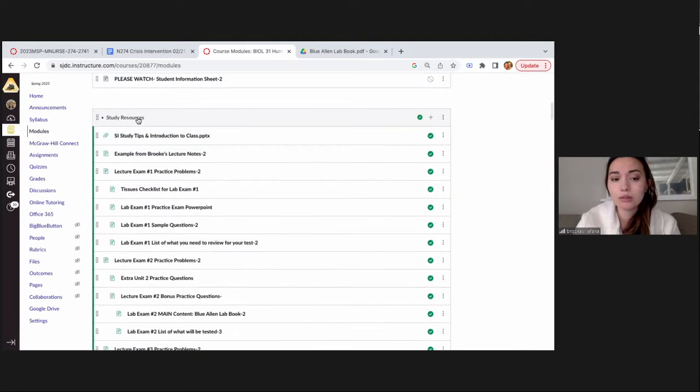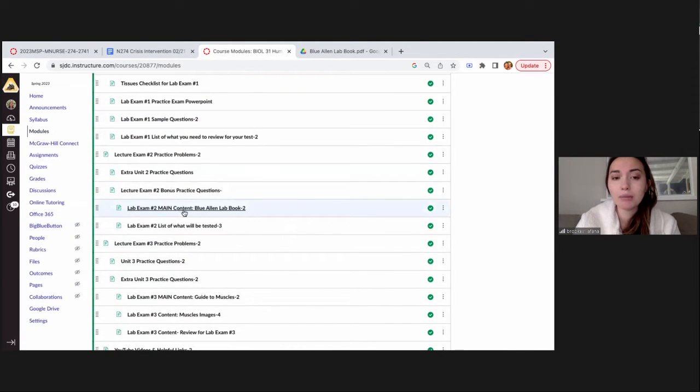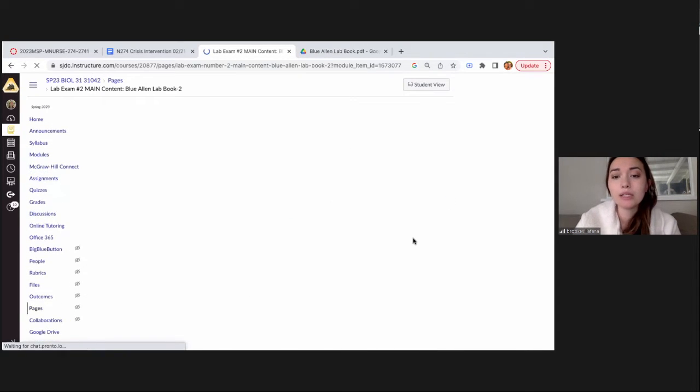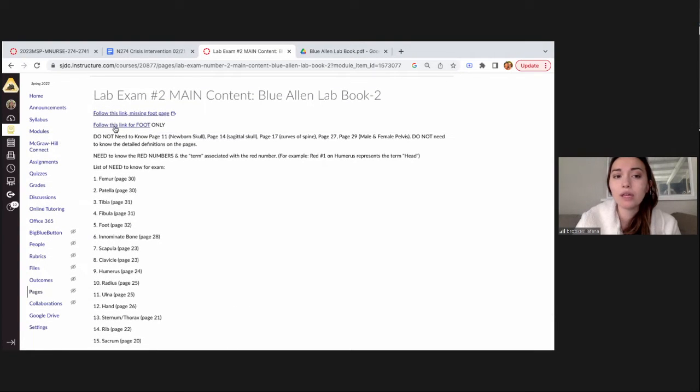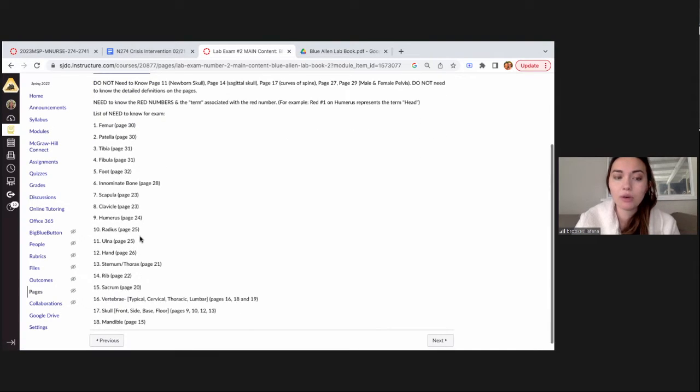Study resources. Under lab exam number 2 main content, Blue Allen lab book, you have your complete list of all of the pages you need, and then the links. This is just the link for the foot because we were missing the foot page, so we added the foot. Does that make sense to everybody? So you have all of that available to you free.